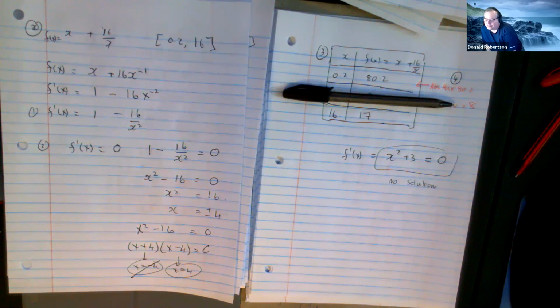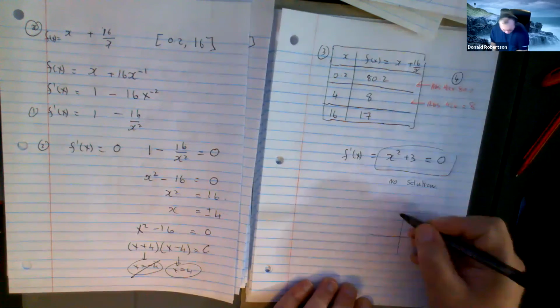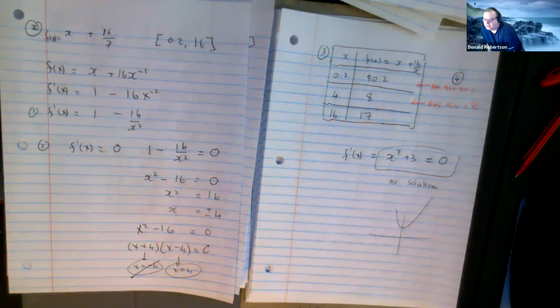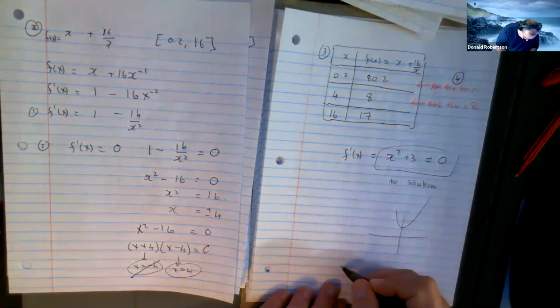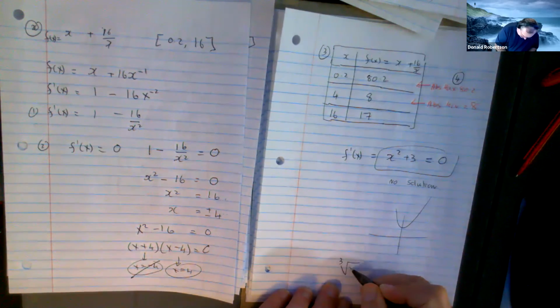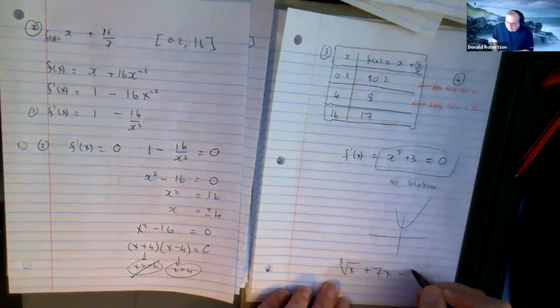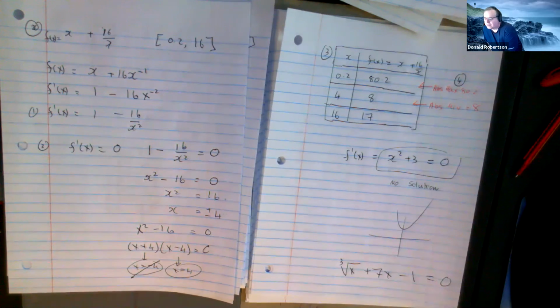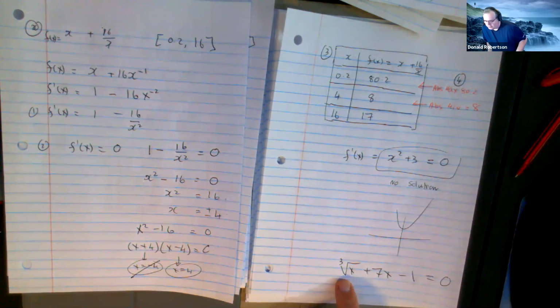Right. So if there are no solutions, now you might not recognize that it has no solutions, but if you put that into Desmos, can't you see it never cuts the x-axis? And so you would know. But if it's something like, I'm making this up, the cube root of x plus 7x minus 1, there's no way in the world you could solve that algebraically, right? Just imagine that was your derivative. You couldn't do it. You can't factor it.